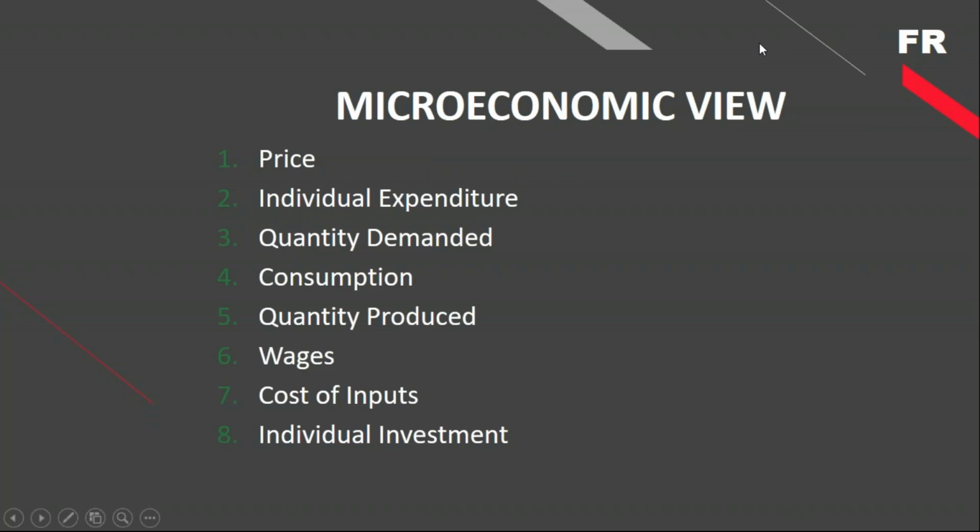All right. Going on to the next view, the microeconomic view. This is the one that affects you as an individual, right? In this particular instance, we're talking about the price of goods. If the price of goods increases, it will affect how much you're going to spend on that. So it has a direct impact on your individual expenditure, right? If the price also changes, it affects how much of that particular good you're going to demand.